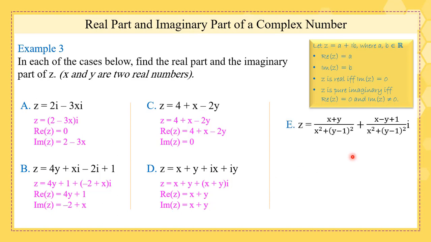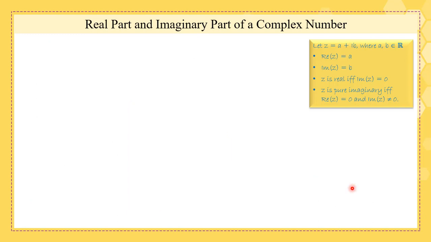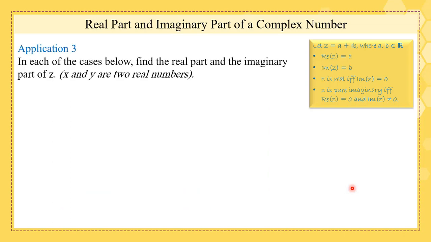Now this case, well, the real part is x plus y over this quantity and the imaginary part is x minus y plus 1 over this quantity. Let's try to apply. We also need to find the real part and imaginary part of each of the following numbers. Try to do it alone.